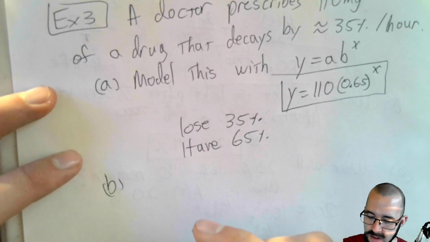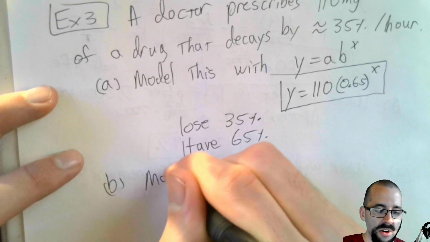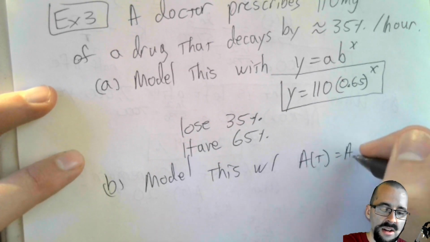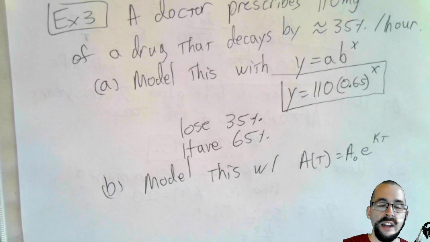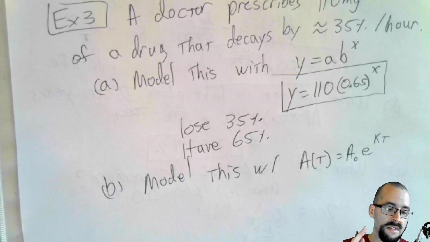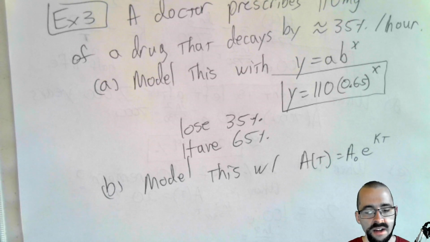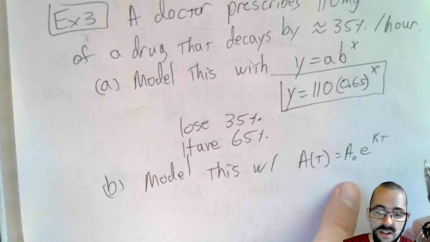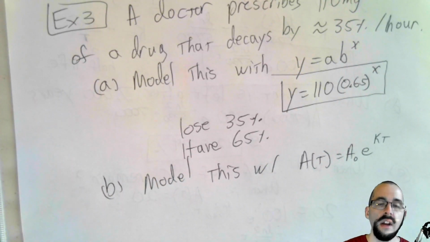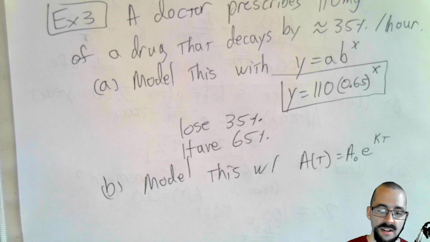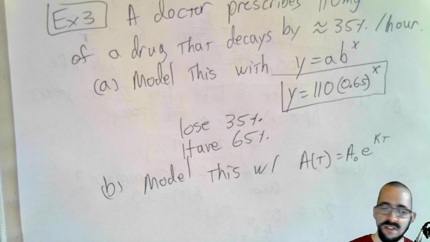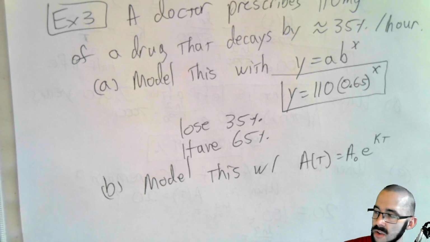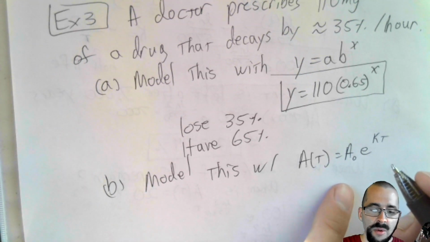Part B says to model this with our new formula, A of t is equal to A naught e to the kt. There are two ways of doing this. The first way is to do what we did in example 1. A naught is our starting value, 110, and we could use a point to solve for k. That's probably what I'd recommend. Solve this like we did in 1 part B. Look back to 1 part B if you don't remember. But there's another way of doing this.